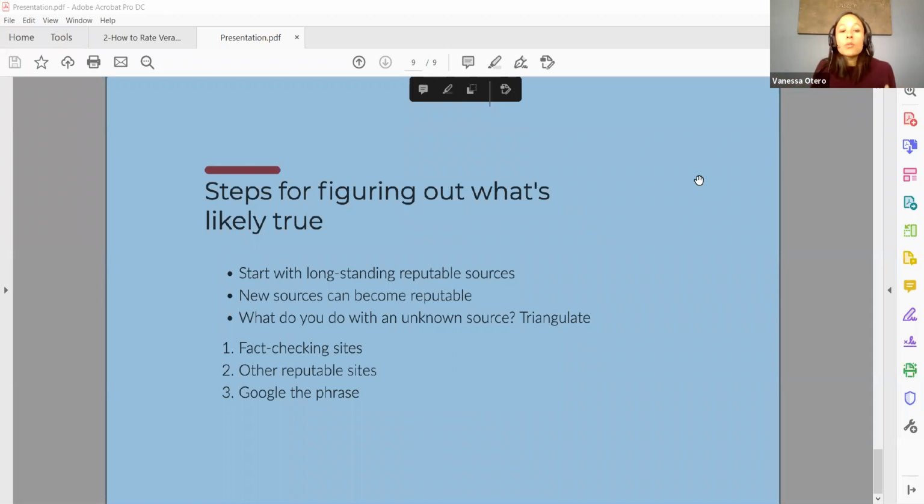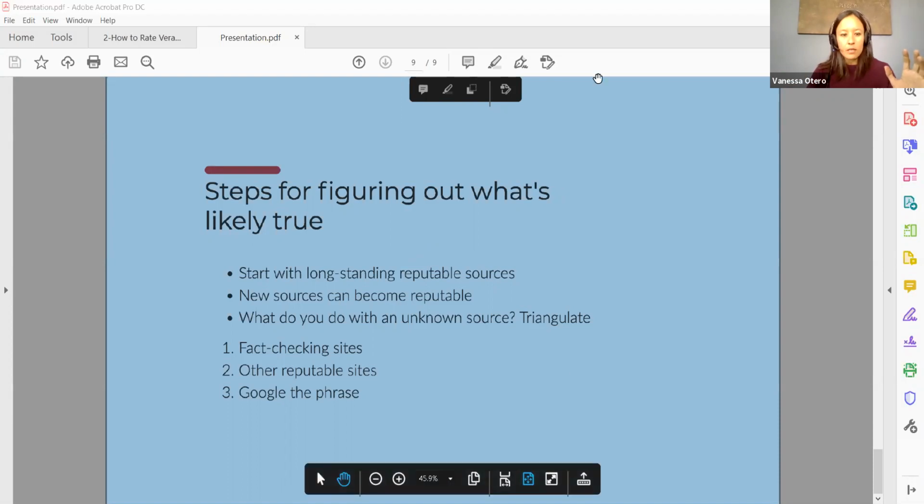But what do you do with an unknown source? Because there are a lot of unknown sources out there. So we want to do our best to triangulate when you come across something new. You want to go to other facts. You want to do, I'm missing a big bullet point here. The top bullet point here should be called lateral reading. Let me share a different screen.